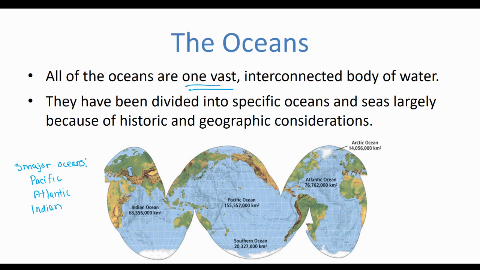You can see here how large each ocean is. The Pacific is the largest one at 155,557,000 square kilometers, but the Atlantic Ocean is growing bigger every year due to tectonic activities, which we will talk about when we talk about seafloor spreading and plate tectonics.